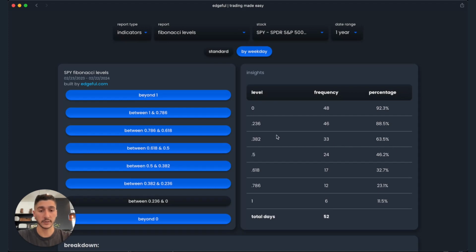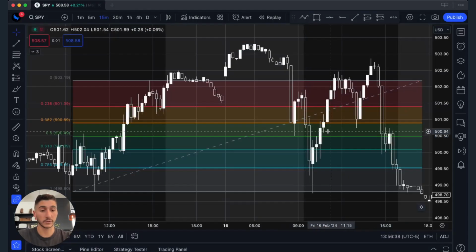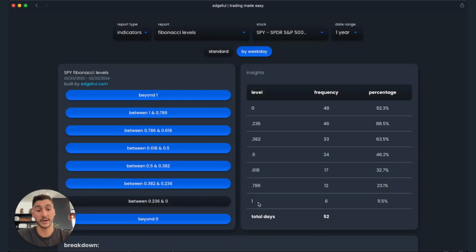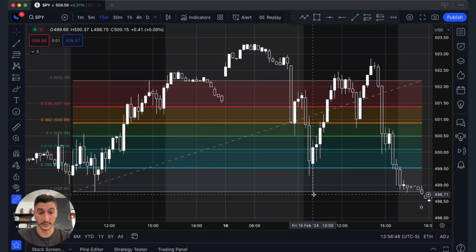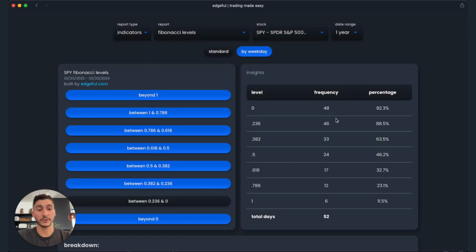So you can see it touched the 0.38 63% of the time. In this day, it actually retraced completely, which is more rare. As you can see, the full retracement happens only 11% of the time, and this day it actually happened. It touched the full retracement. So what this report allows you to do is have an understanding of what levels can I expect to actually be touched. So there's a very high chance that these two levels get touched. As you move further away, it's less likely that the price will touch these levels.